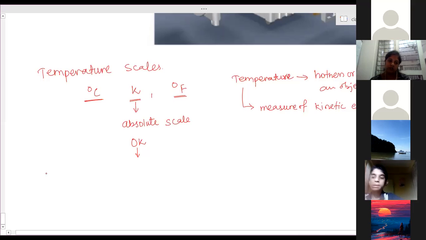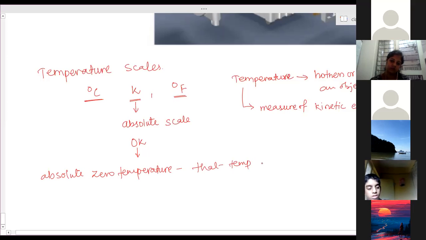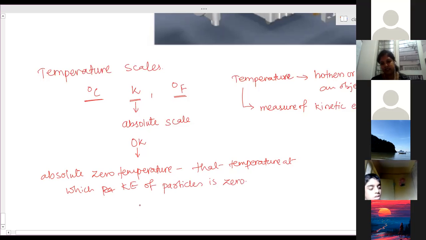Absolute zero temperature means that temperature at which kinetic energy of the particle is zero. And that is measured by the Kelvin scale. So 0 Kelvin means no kinetic energy.